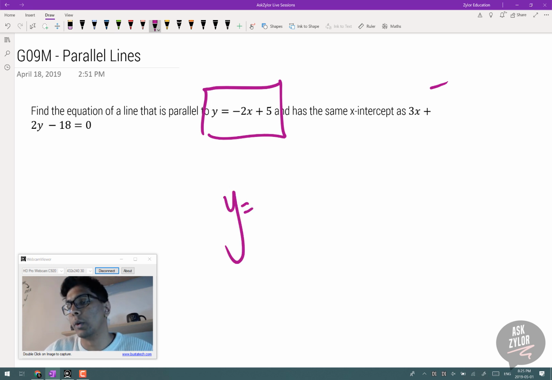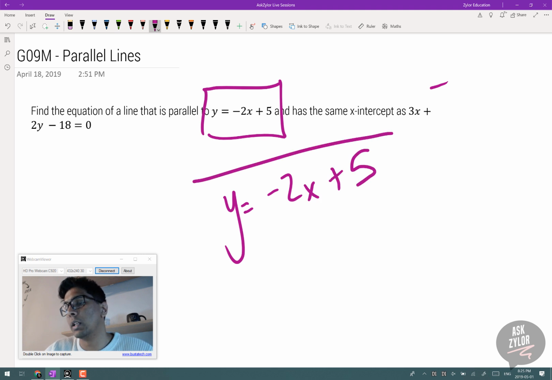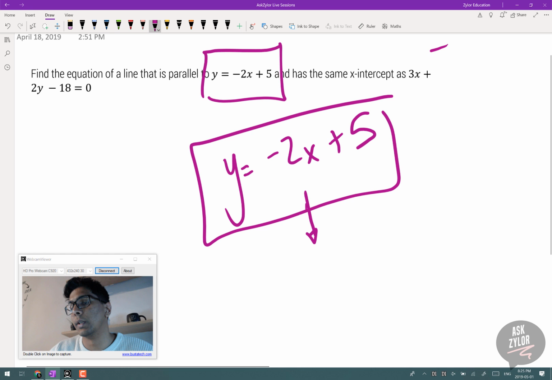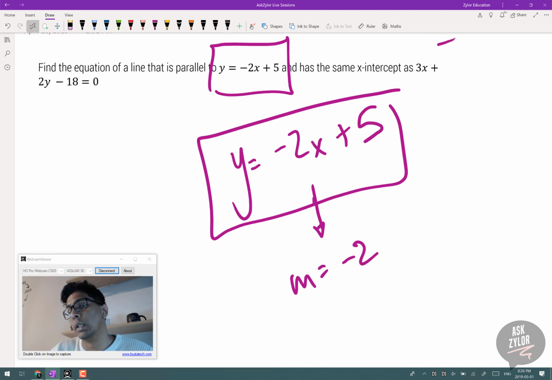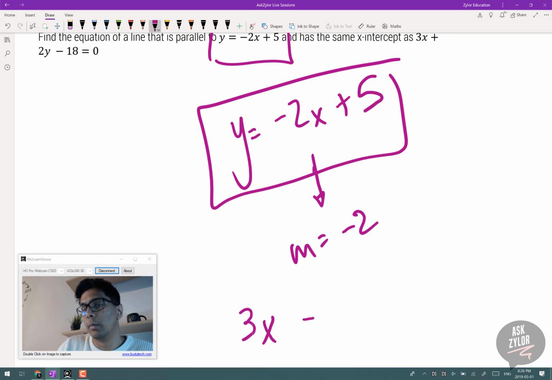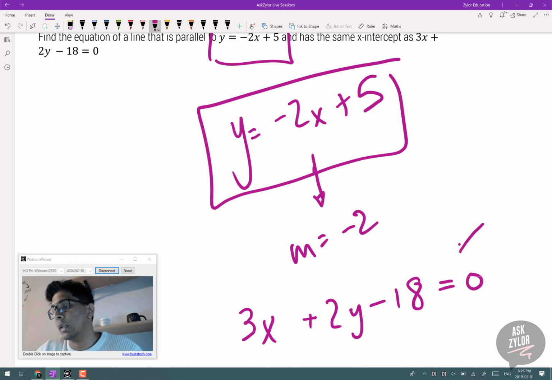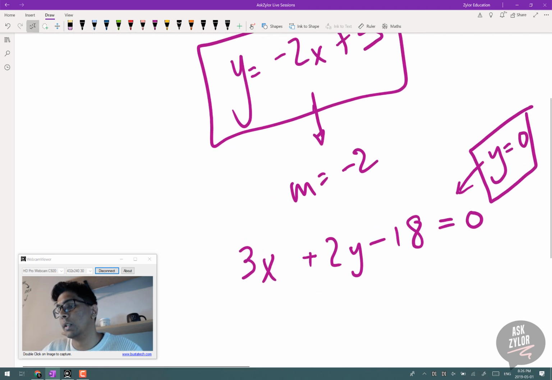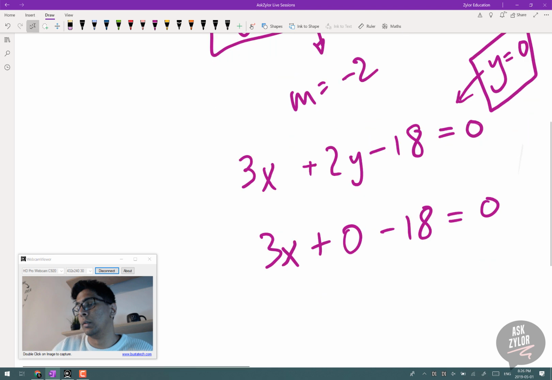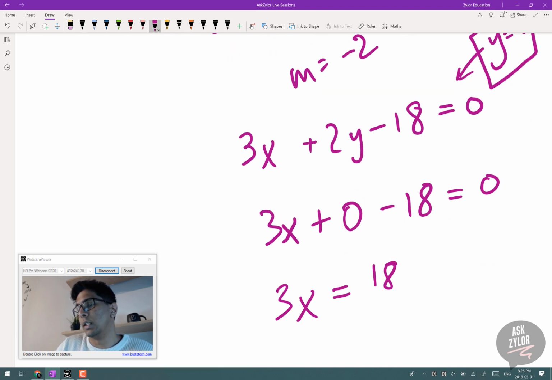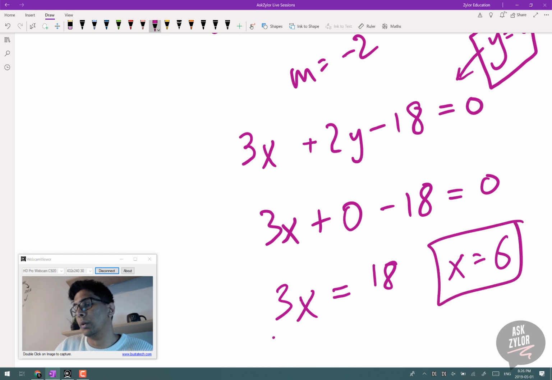Right? So if we have an equation y minus 2x plus 5, if a line is parallel to this, that tells me that the slopes are the same. So my slope for my new line is also negative 2. Now it's telling me it has the same x-intercept as 3x plus 2y minus 18. So I'm going to rewrite that 3x plus 2y minus 18 is equal to 0. So x-intercept is when y is equal to 0. Right? So I can find the x-intercept by plugging in 0 for my y. So I have 3x plus 0 minus 18 is equal to 0. So my 3x is equal to positive 18, and then my x is equal to 6. I divide both sides by 3.